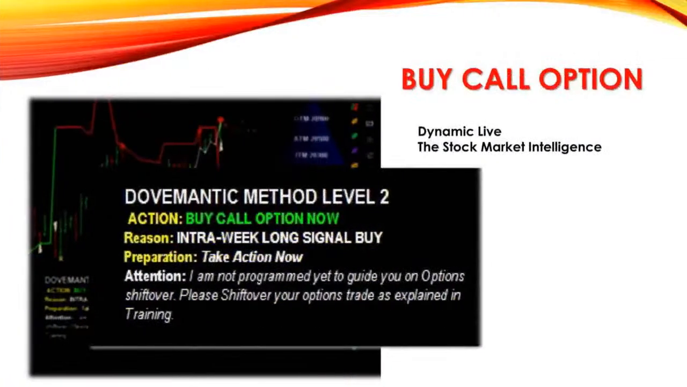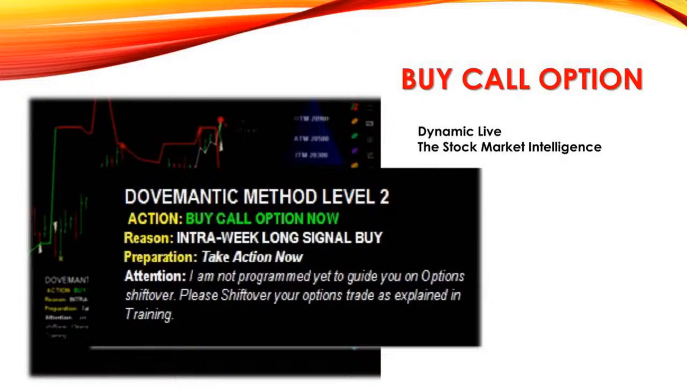Let's have a look. Now whenever the Dynamic Live feels that the price is increasing and is about to increase further, then here under the Daumantic method level 2, in the action information, it will be written as buy call option now. So it is directly telling you to buy a call option. So there is no need for you to read books, learn what is options and lot many other things and waste your time. Straight away you can start buying this, isn't it?